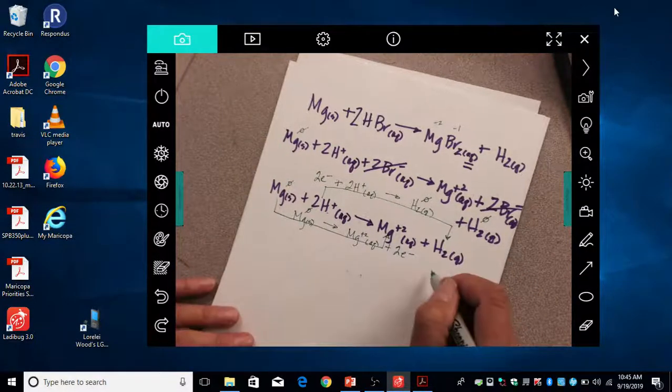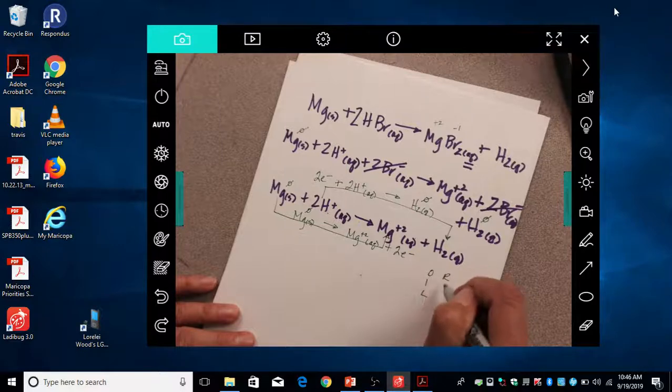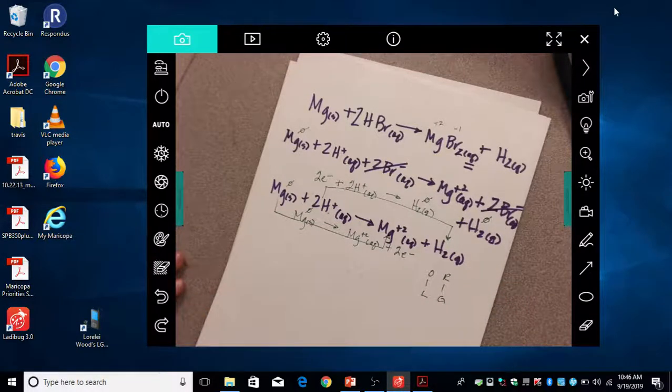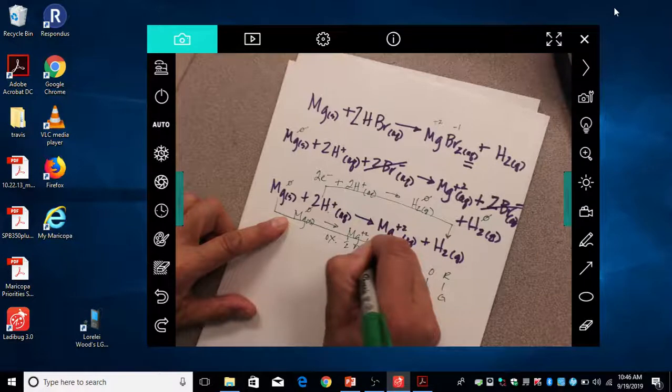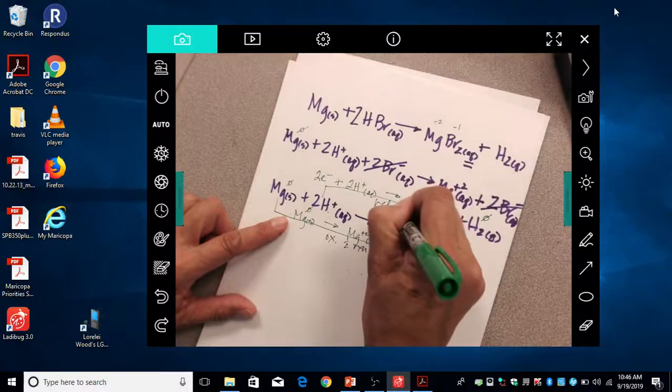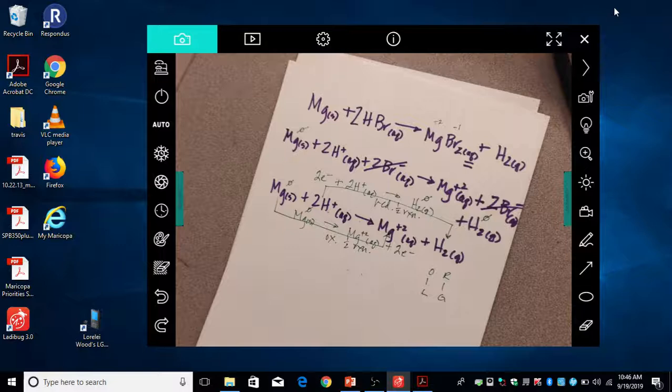So now, remember OIL RIG? This is something you will have to do on your next exam. Which one of these was the oxidation half reaction? Good, so this was the oxidation half reaction. So that means this is the reduction half reaction. All right, well, that's about as fun as that's gonna get.